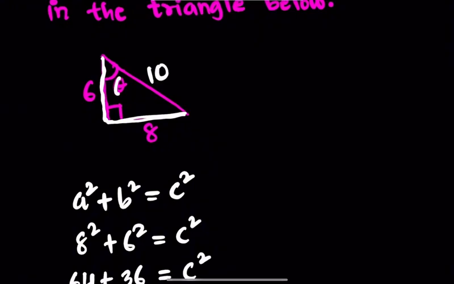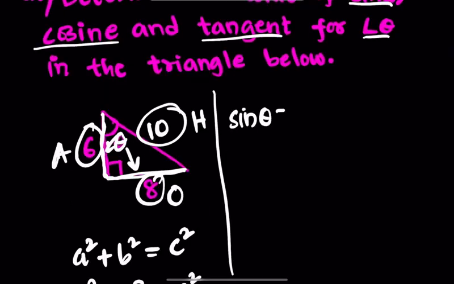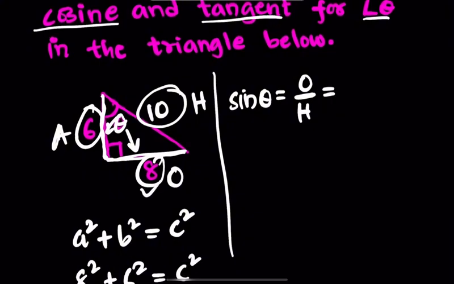Now with respect to this theta, the side length that is far end, which is 8, is opposite in this case. The side length that is just next to it, that is 6, is adjacent, and then of course the longest side hypotenuse is equal to 10. Sine theta is given by opposite over hypotenuse. Opposite is equal to 8, hypotenuse is equal to 10. So 8 over 10 equals 0.8.